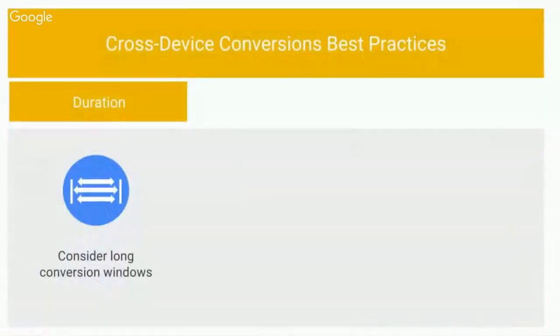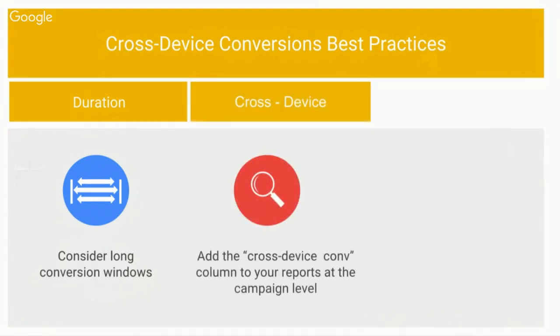And they're measuring up to 16% more conversions from search and 11% more conversions from display. And there are a few best practices you can get started with when you're enabling cross-device conversions that I'd like to walk you through. First, consider longer conversion windows, even up to 90 days if it makes sense for you. Users who research across multiple devices generally take longer to convert than someone who converts on her first visit from her first device. Next, you want to add the cross-device conversions column to your reports at the campaign level.